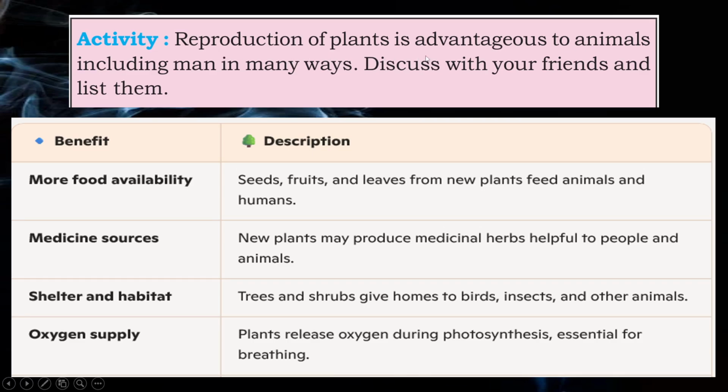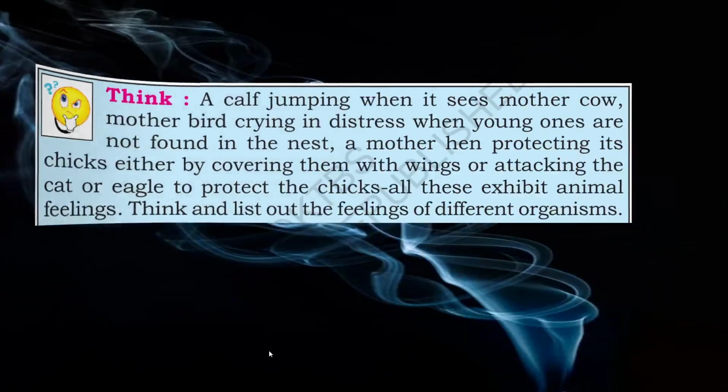Activity. Reproduction of plants is advantageous to animals, including man, in many ways. Discuss with your friends and list them. More food availability: seeds, fruits, and leaves from new plants feed animals and humans. Medicine sources: new plants may produce medicinal herbs helpful to people and animals. Shelter and habitat: trees and shrubs give homes to birds, insects, and other animals. Oxygen supply: plants release oxygen during photosynthesis, essential for breathing.